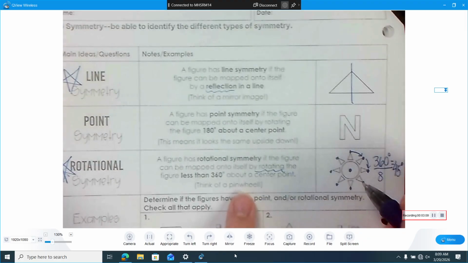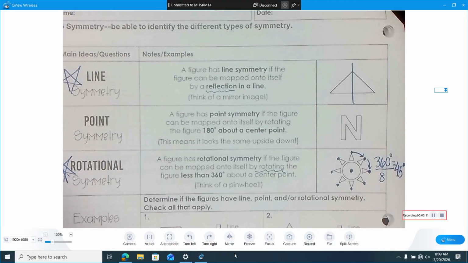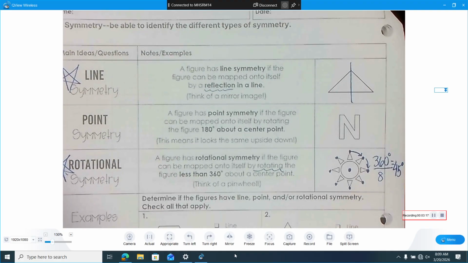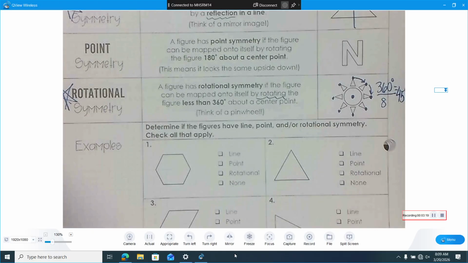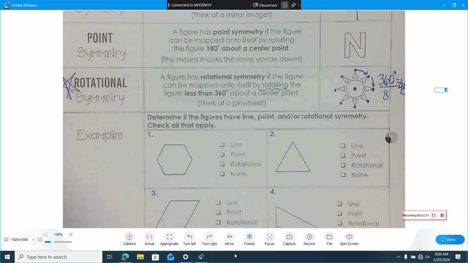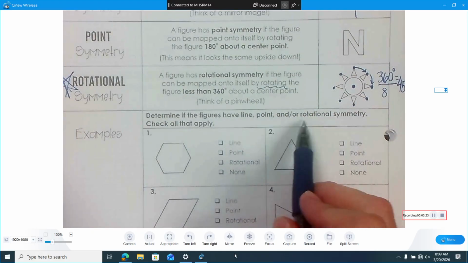And so that's the kinds of questions we're getting asked today in Delta Math, which is pretty good. So think about a pinwheel spinning, and all you have to do is figure out how many degrees it has to rotate so that it lines up with itself again. So a few examples here. Determine if the figures have line, point, or rotational symmetry.